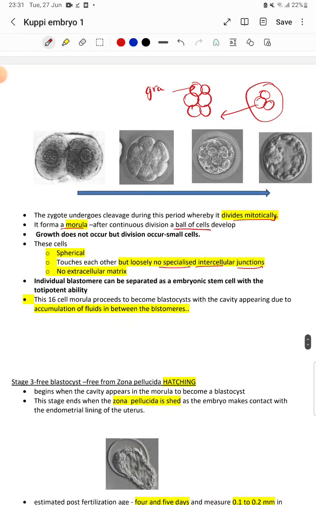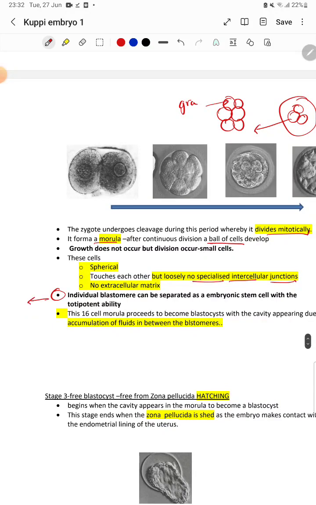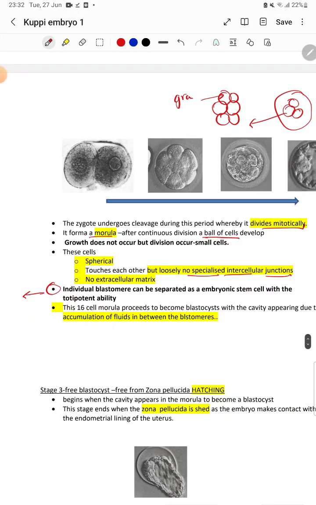Now, this could be classified as a clinical correlation in that it's used for stem cell research and stem cell therapy. These individual blastomeres can be separated and used as embryonic stem cells, and they're totipotent, meaning they have the absolute ability to differentiate into anything that you desire.